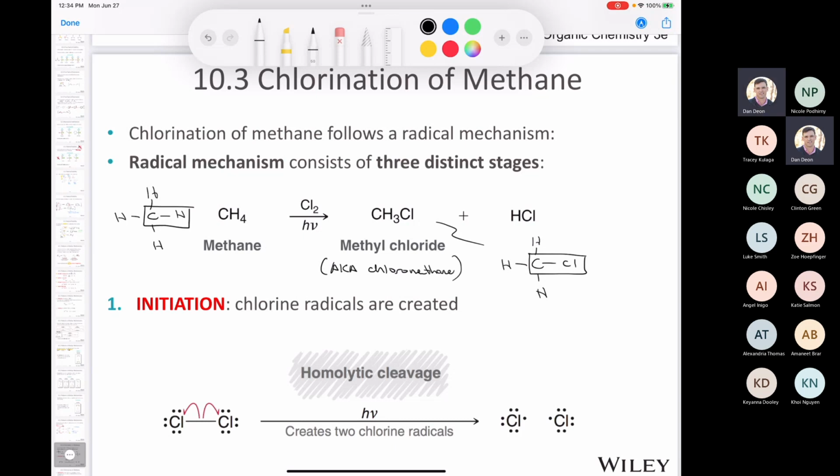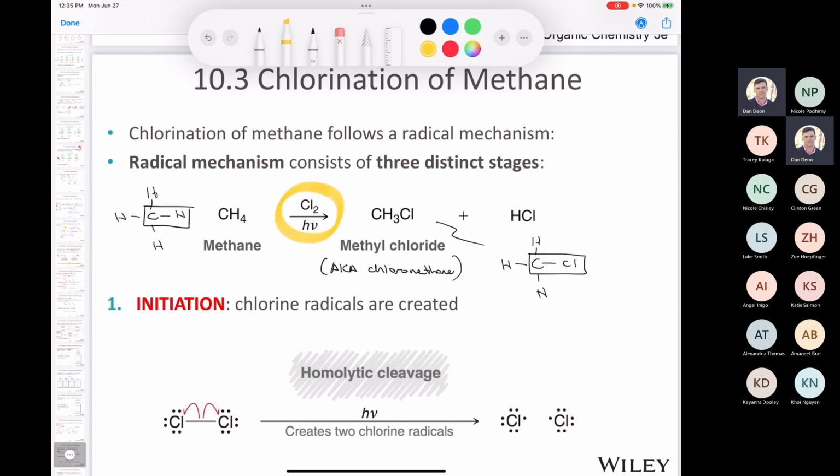Okay, and HCl is also produced. Let's take a look at the mechanism of the chlorination of methane, keeping in mind it's going to be three steps, or three stages, not steps, three stages: initiation, propagation, and termination. What's initiation? Well, initiation is going to be homolytic cleavage.